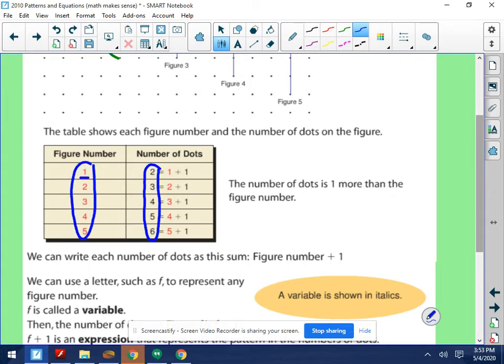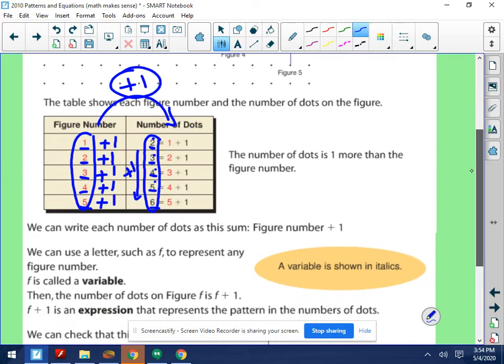What do I have to do to 1 to get to 2? I have to add 1. What do I have to do to 2 to get to 3? I have to add 1. What do I have to do to 3 to get to 4? I have to add 1. From 4 to get to 5, I have to add 1. From 5 to 6, I have to add 1. So my relationship between these two columns is a +1 relationship, okay? The pattern going down here as well, 2, 3, 4, 5, 6, is also +1.